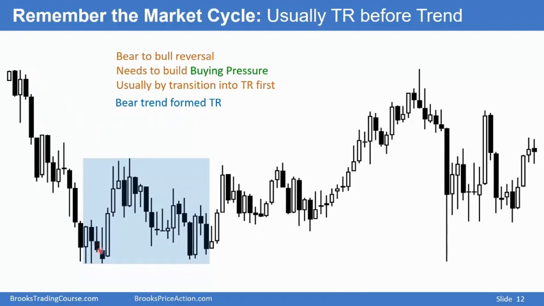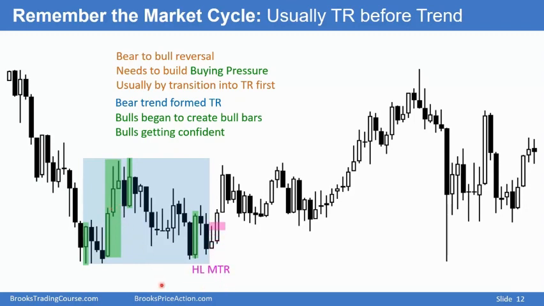Bear trend evolved into a trading range, maybe a double bottom, slightly higher low major trend reversal. The bulls are beginning to get big bull bars closing on their highs. That is buying pressure, and it increases the chances that the bulls eventually will be able to get a bull trend. Higher low major trend reversal. Bulls can buy with a stop above the high of that bull bar, and then a protective stop below here.